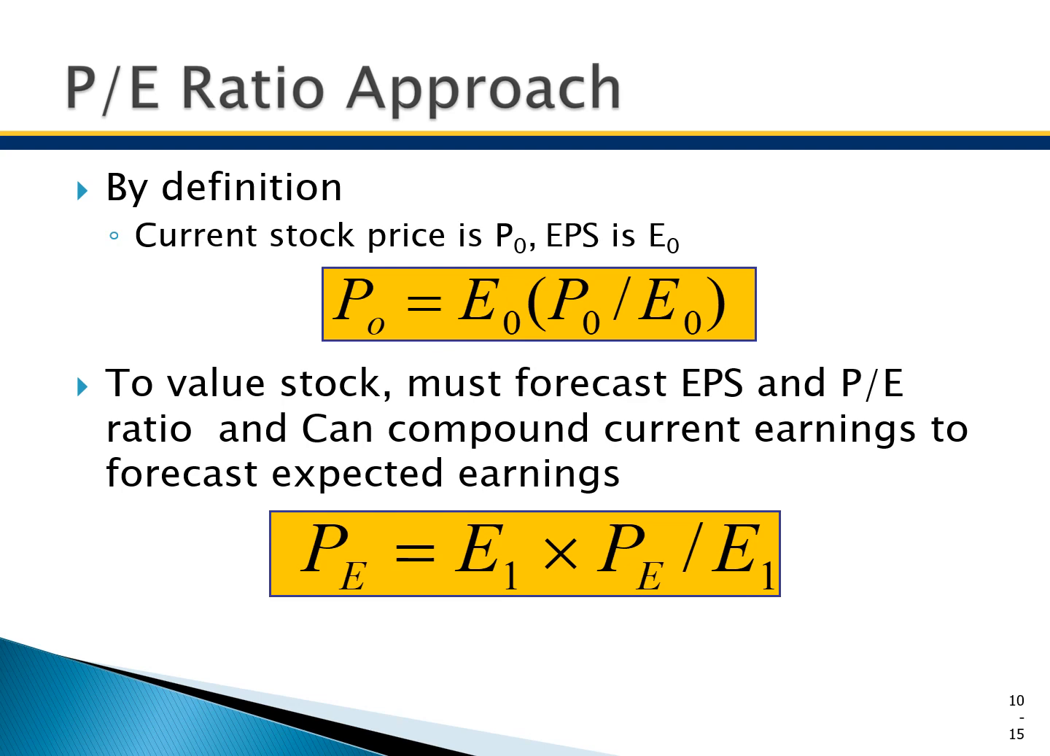So this formula can be used, where P naught is the current price and E naught is your earning per share. When we are valuing a stock, we have to forecast earning per share and the price earning ratio, and this ratio can be helpful for us. We can compound this current earning and forecast the expected earning from that amount.